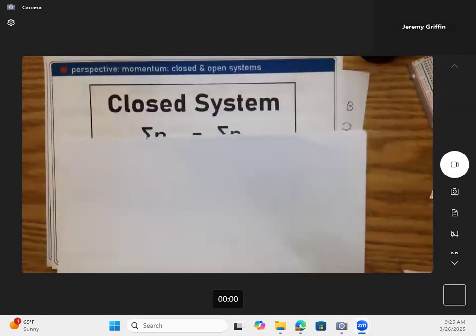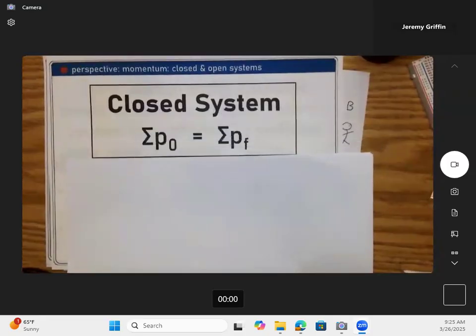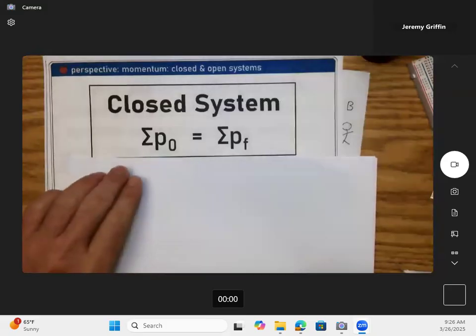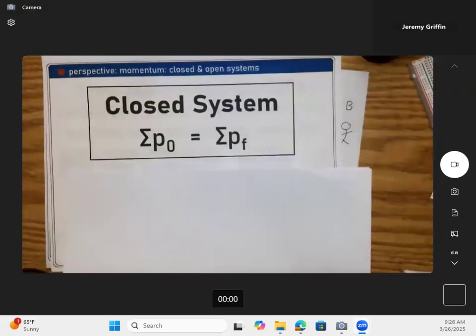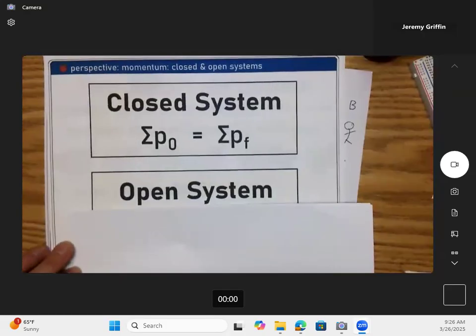Closed and open systems. So what makes the system closed in terms of momentum? Momentum is conserved, so momentum before equals momentum after. In terms of forces, what makes a system closed? If there's no external force. And in terms of energy, if there's no work being done. So there are 3 different perspectives on what makes a system closed: no external force, no work being done. In this case, momentum is conserved. So if a system is open, there could be an external force, there could be work being done in terms of energy. And in terms of momentum, you could say there's a what?